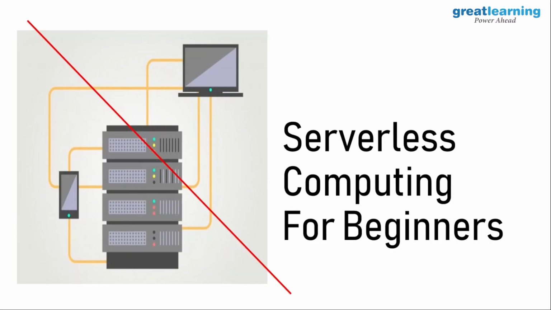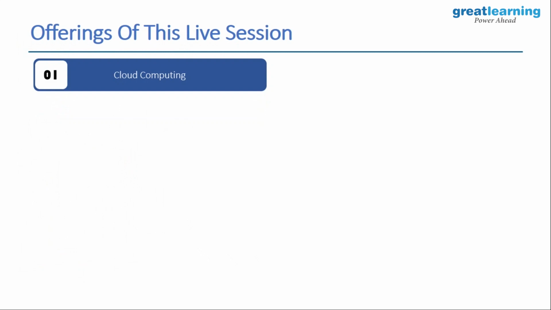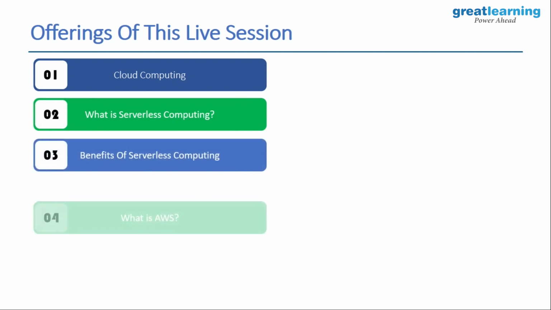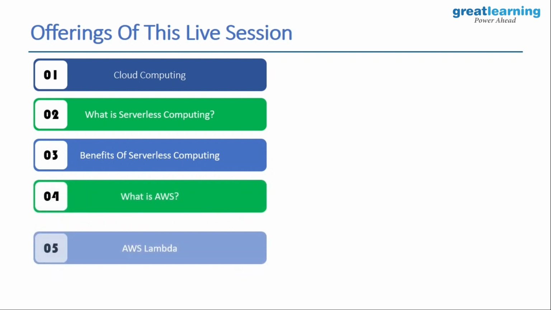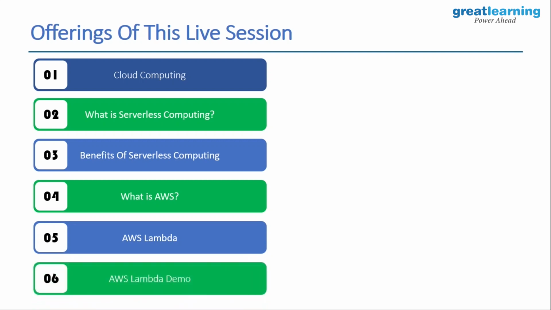So let us go ahead and take a look at the agenda or offerings of today's session first. We'd start off this session by discussing what is cloud computing, and understand why we need cloud computing. Moving on, we would talk about what is serverless computing and discuss some of its benefits. We would discuss what AWS is. We would understand what the AWS Lambda service is, which is a serverless compute service offered by AWS. And then we would get into the demo part and see how we can create Lambda functions using AWS Lambda. I believe this agenda is clear to you guys. Let us quickly get started.